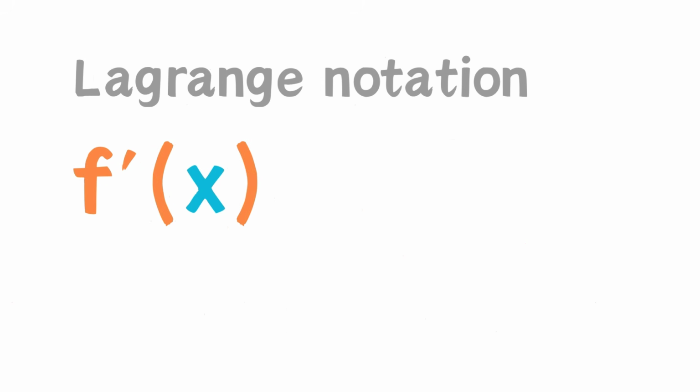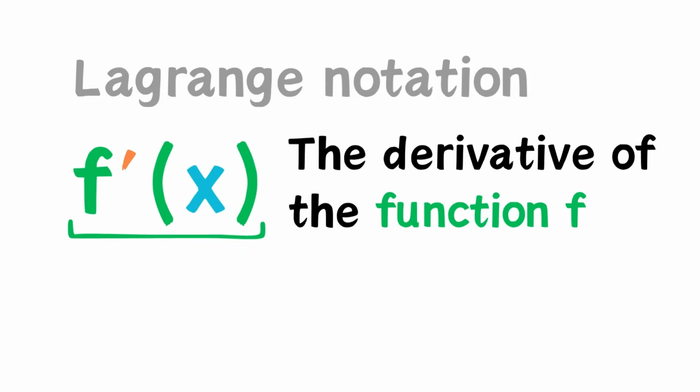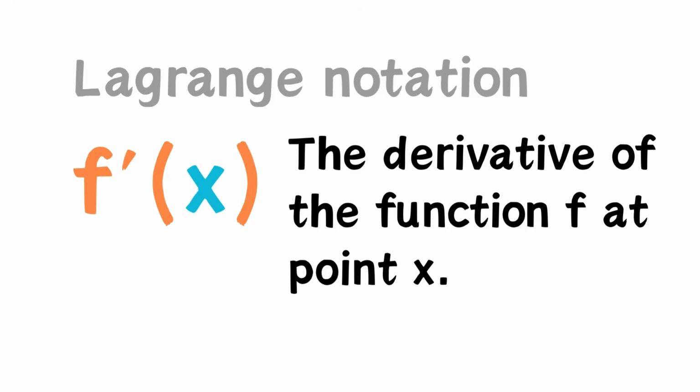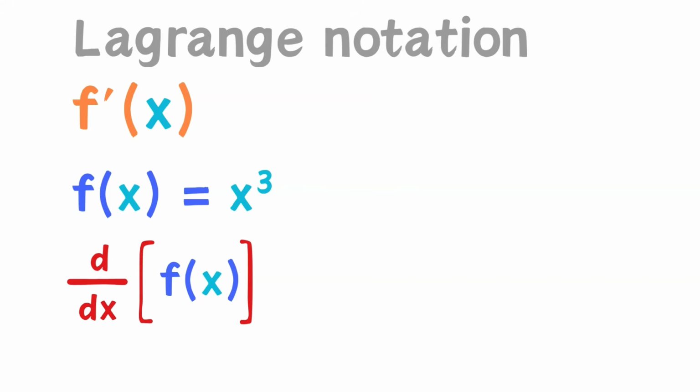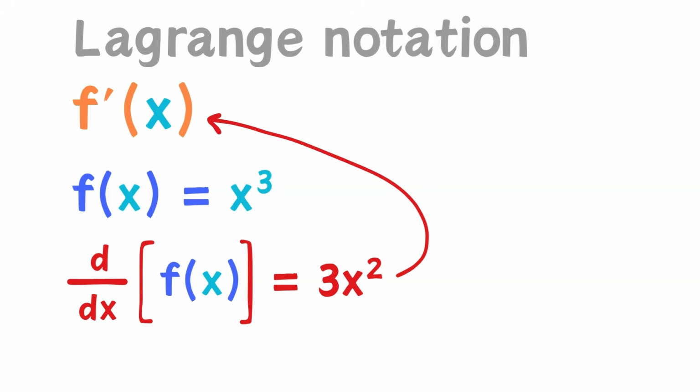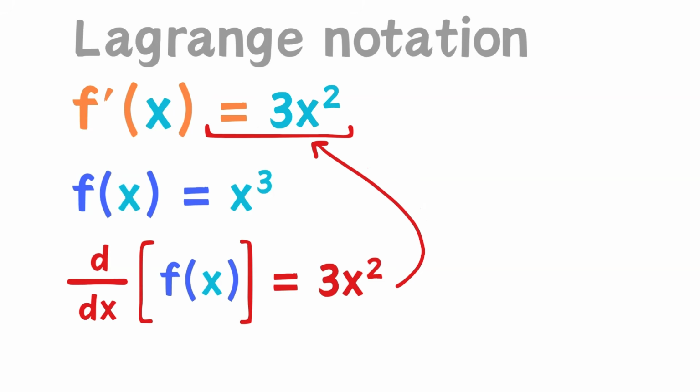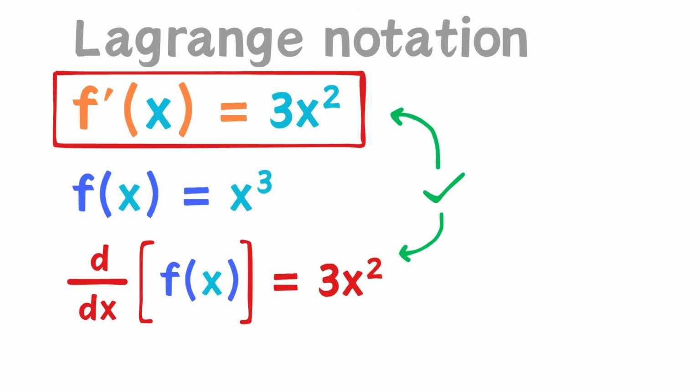Another common notation is the Lagrange notation, which is a bit cleaner. It looks like this. All this means is the derivative of the function f at point x. It's short, neat, and perfect when you're only dealing with one function. For example, if f of x equals x to the power of 3, and we know the derivative of f of x with respect to x is 3x squared, then we can write f prime of x equals 3x squared. Short, simple, and efficient. And the two notations still mean the same thing, the derivative of f of x.